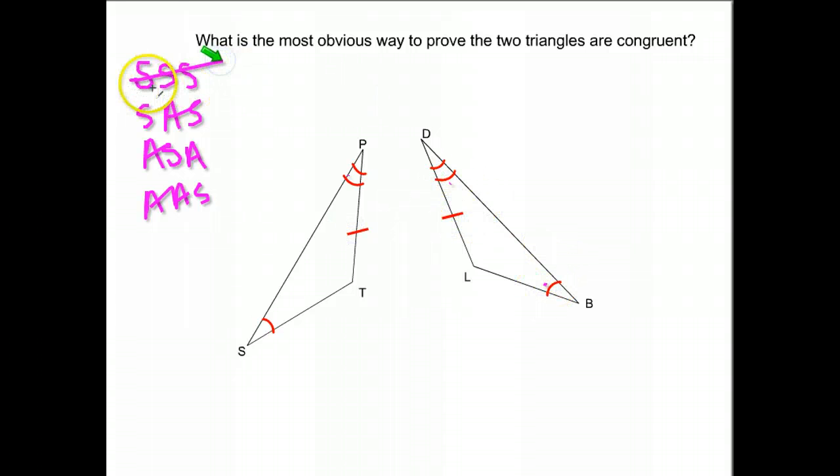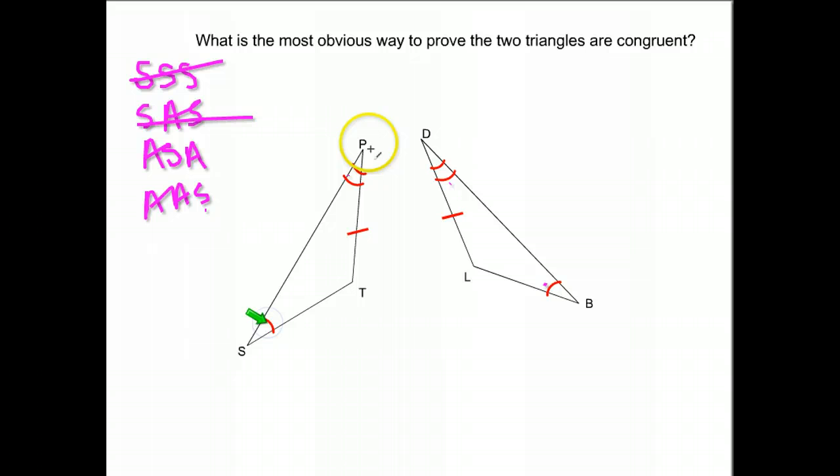So it couldn't be this one, which requires three sides. It couldn't be this one, which requires two sides. It would have to be one of these two. But we want to take a look and say, okay, where is that congruent side located? That's going to make the difference. If the side is between the two angles, it's ASA. If the side is not between the two angles, it's AAS.